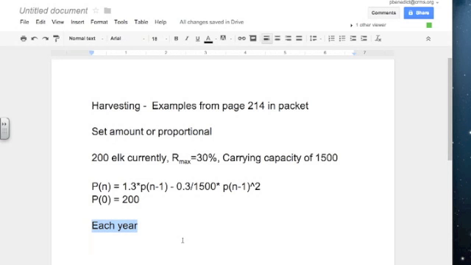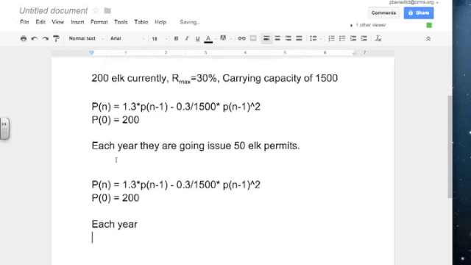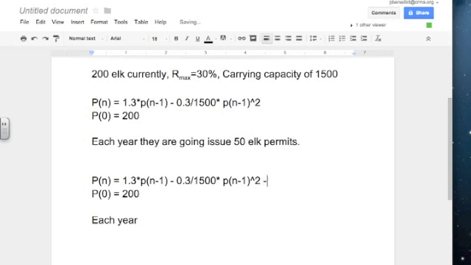Well, let's say that the wildlife managers wanted to harvest a certain set amount each year. So let's say that each year they are going to issue 50 elk permits. Well, in order to change the difference equation, all we have to do is add that minus 50 on the end. So it's just like a linear difference equation. You just stick that right on the end, and you can see how it changes each year.